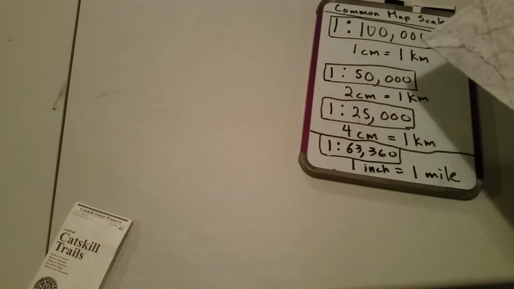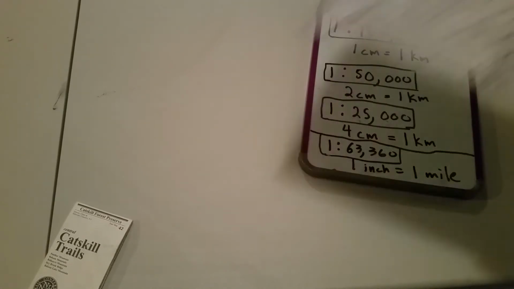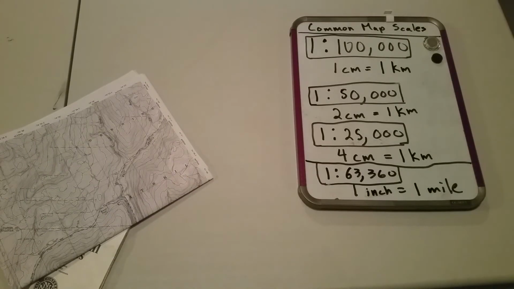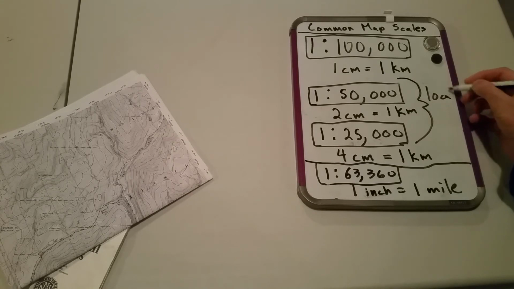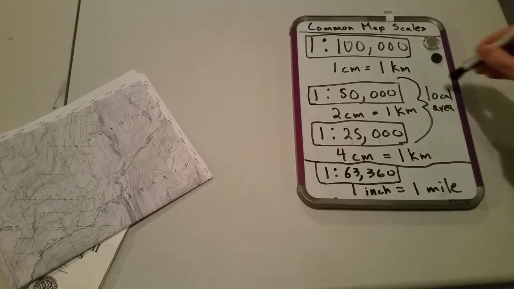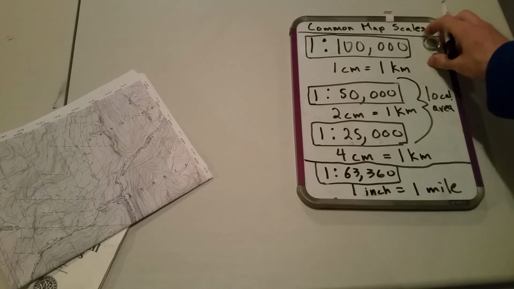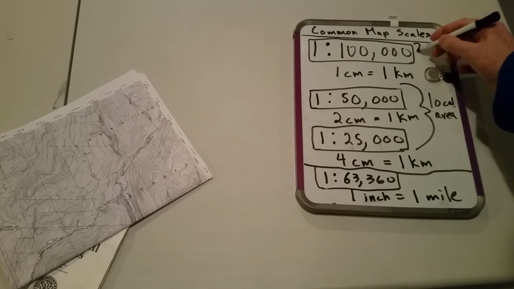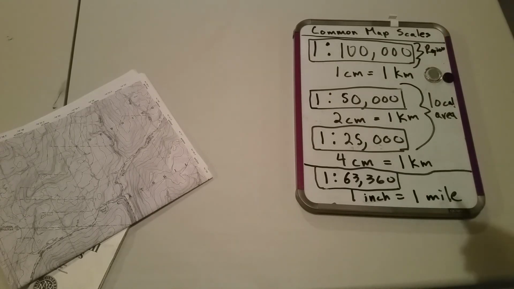And if you want a larger picture, then you're going to go to the 1 to 100,000 or even bigger than that. And then your local maps, like I said, 1 to 25,000 and 1 to 50,000. These are going to be your local maps. This is what you're going to want for your local area, if you're trying to narrow down a specific area. And then this is going to be regional.